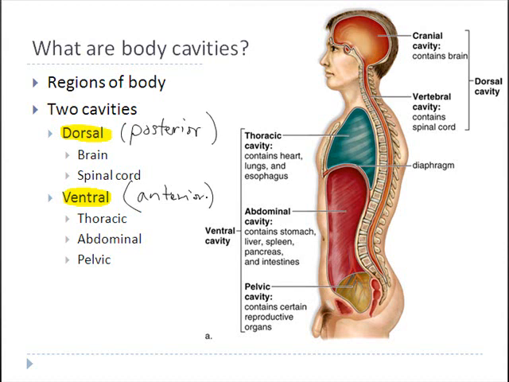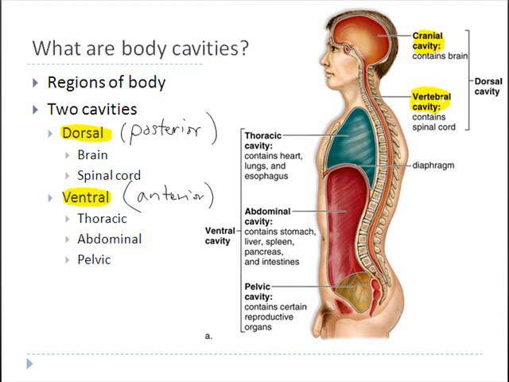Now, the dorsal cavity has only really two major things to it: the brain and the spinal cord. And the brain and the spinal cord are housed respectively in the cranial cavity, that's where we find the brain, and the spinal cord is housed in the vertebral cavity or the vertebra. So the dorsal cavity is made up of the cranial cavity and the vertebral cavity. The cranial cavity contains the brain, the vertebral cavity contains the spinal cord. And pretty much everything else is found in the ventral cavity.